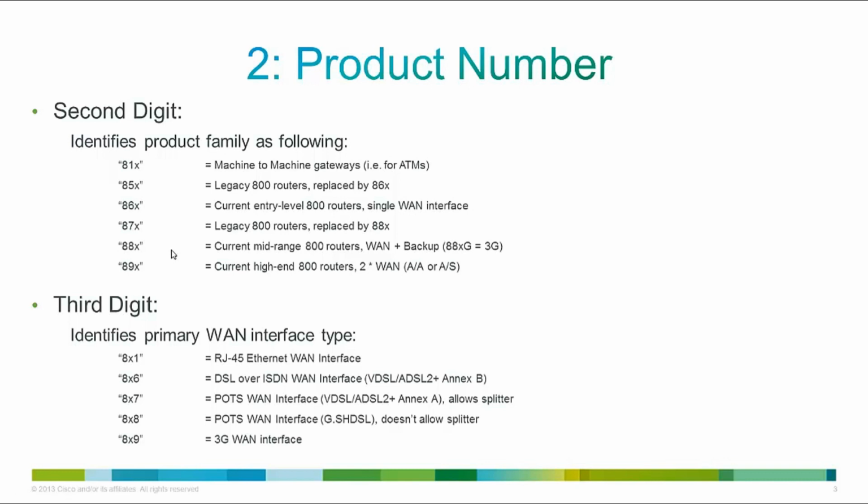The third digit identifies the primary WAN interface type, meaning whatever ends in a 1 is normally an RJ45 Ethernet WAN interface. The 6, 7 and 8 are DSL interfaces, and the 9 is a wireless WAN interface, for example 3G.